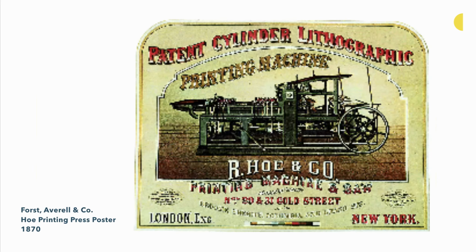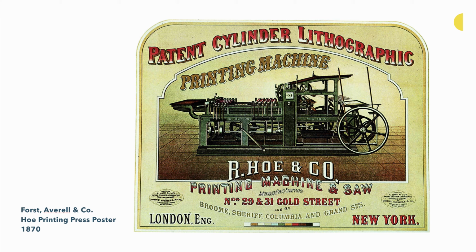It's a poster for a printing press. This press made mass editions of chromolithographs possible. Take a look at the typography. I like to tell students if the typography is busy and decorative, or might look like it belongs on a circus wagon, it's probably Victorian.